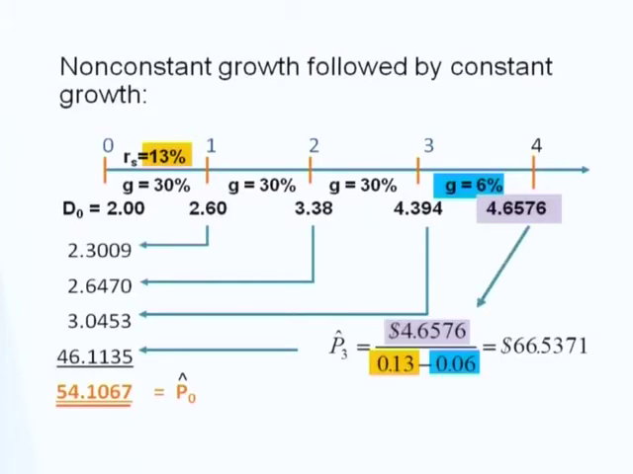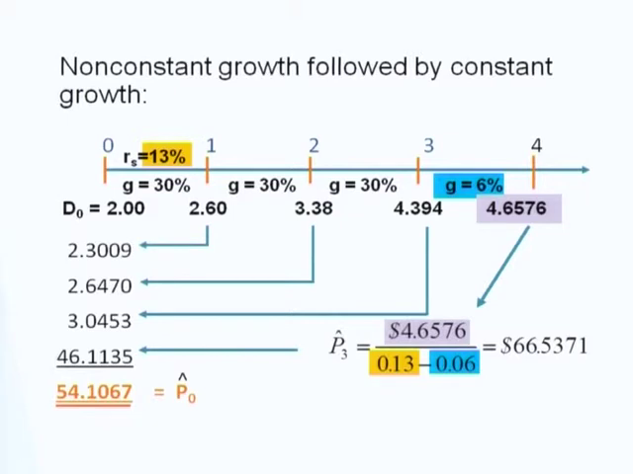This is what we call multi-stage. You have to divide your timeline into 2 sections: the first 3 years, and the second section after year 3. The first 3 years are supernormal growth, so G will be 30%, 30%, 30%. D0 is the last dividend, $2. You have to find D1. D1 is 2.6. How do you get 2.6? D0 multiplied by 1 plus 30%, to the power of 1.